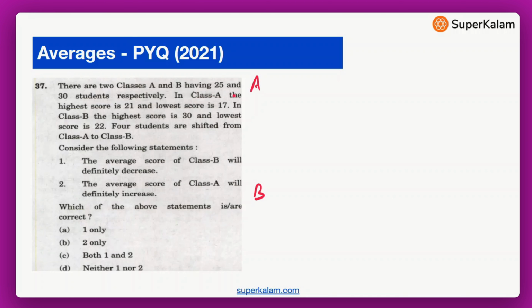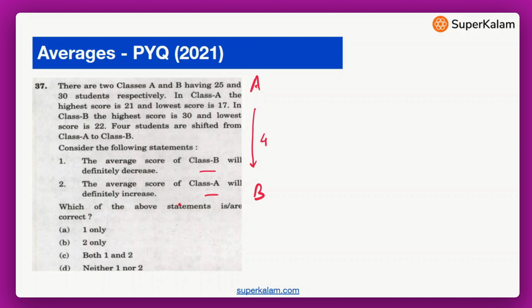In class A, the highest score is 21 and the lowest score is 17. And in class B the highest score is 30 and the lowest score is 22. Now four students are shifted from A to B, and we are asked what will happen with the averages of class B and class A.